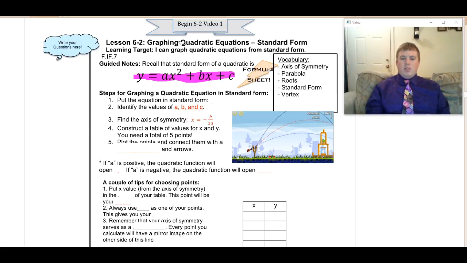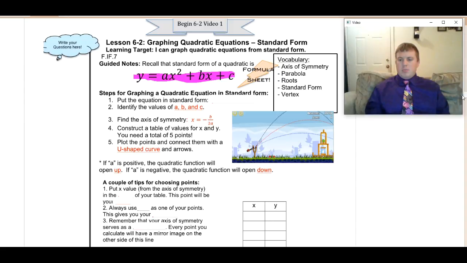And what we're going to do after that is make a table of x and y values, just like we were doing with our graphing from intercept form. We're going to want a total of 5 points, and we're going to plot the points and connect them with a U-shaped curve, or parabola, and arrows. Now we have discussed this before, but remember that if a is positive, the quadratic function will open up, and if a is negative, the quadratic function will open down.